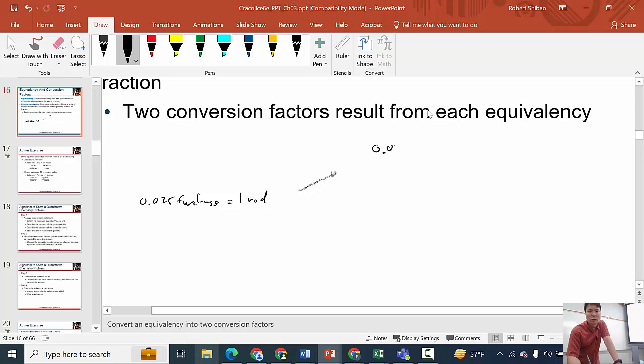Now, the 2 conversion factors that we get from this, the first conversion factor could have 0.025 furlongs on the top and the rods on the bottom. And what we use this one to do is we use this one to convert from rods into furlongs. So that hopefully we get the rods to cancel out. So if I had 100 rods, how many furlongs would that be? Well, 100 rods times this, the rods would cancel out, and then I multiply that there, and I get 2.5 furlongs.